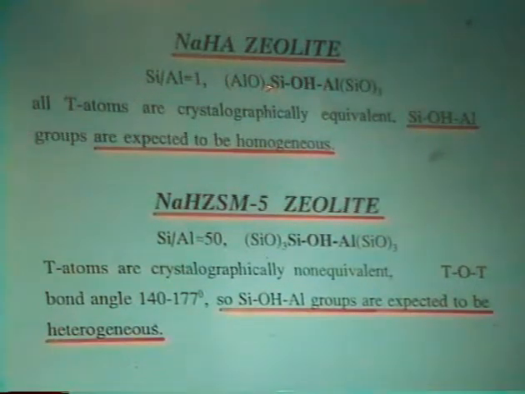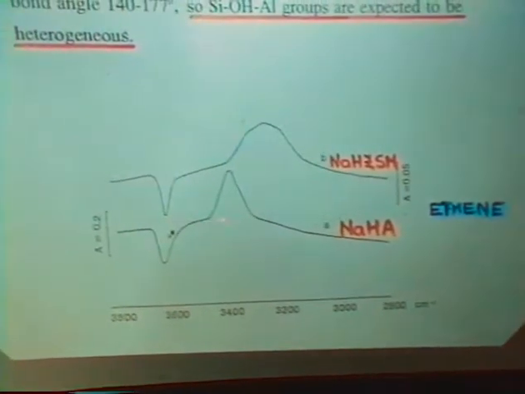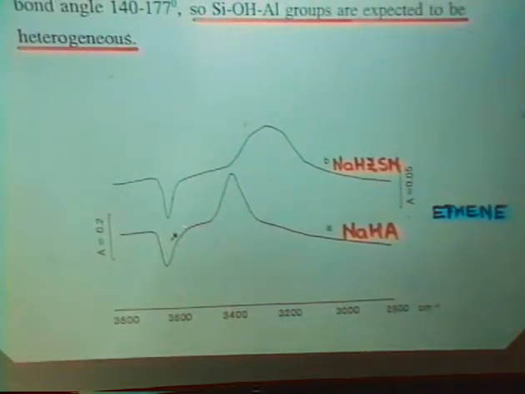The N number is 3. T atoms are crystallographically equivalent. All bridging hydroxyls have the same geometry. So bridging hydroxyls are expected to be homogeneous. This is what we expect. But those are the experimental results. This is a spectrum of hydroxyl groups in a zeolite forming hydrogen bonding with ethylene. The shifted band is relatively narrow and not split, thus indicating that bridging hydroxyls are really homogeneous.